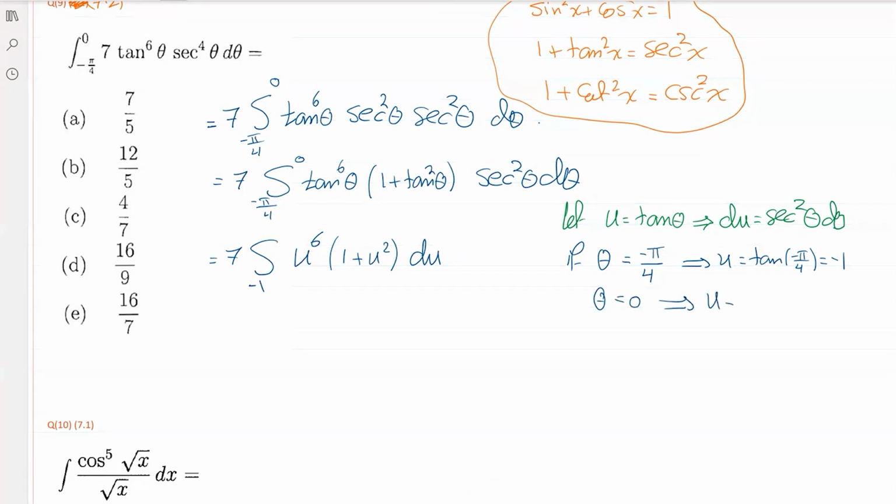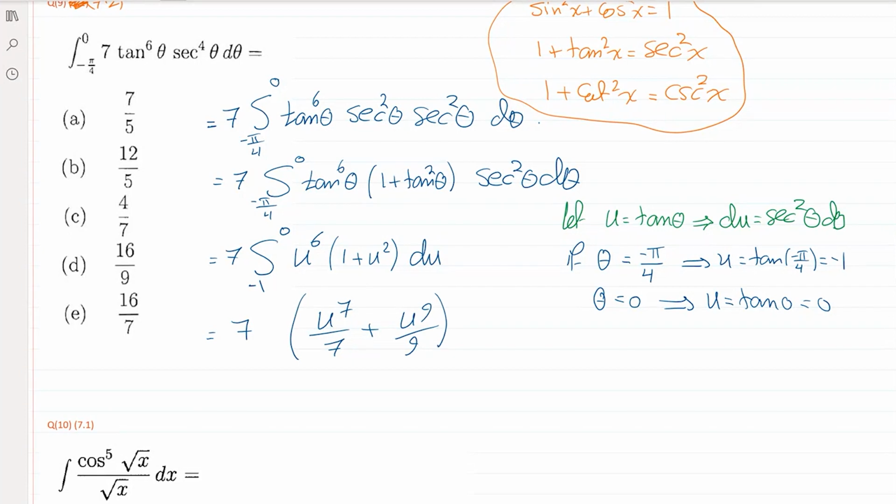Tan 0 is 0. So the integral now becomes like this. Now, let us integrate directly. U power 6 times 1 is u power 6; integrate it, u to the power 7 over 7. Plus u power 6 times u square is u power 8; integrate it, u power 9 over 9. Now, all of this is multiplied by 7 and integrated from minus 1 to 0.